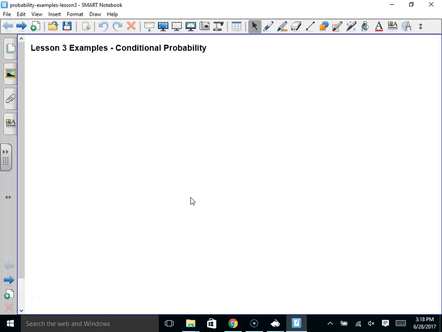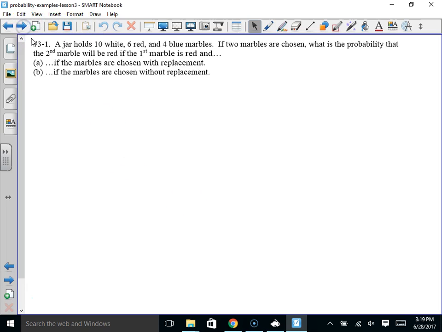Okay, this video is going to cover examples on Lesson 3 on conditional probability. Again, you can pause the video after you look at a problem, try it for yourself, and then unpause it and see if your solution matches mine.